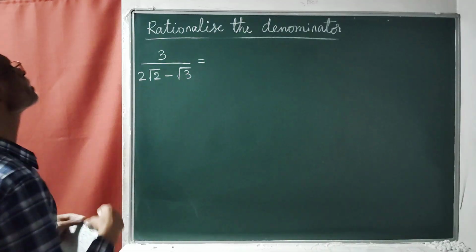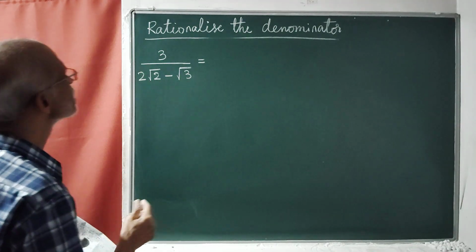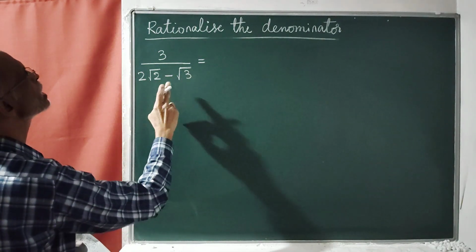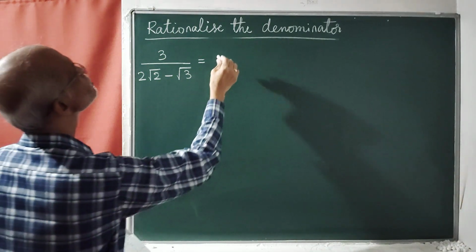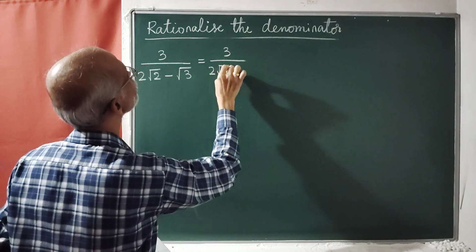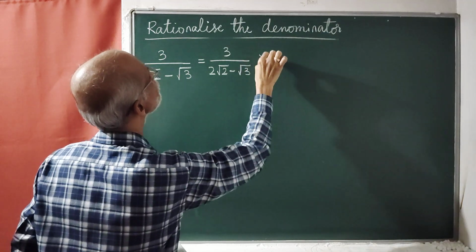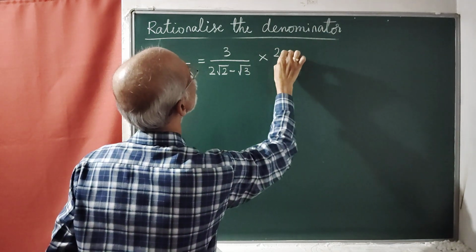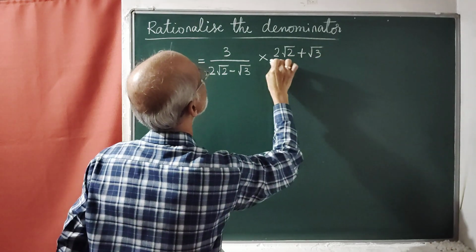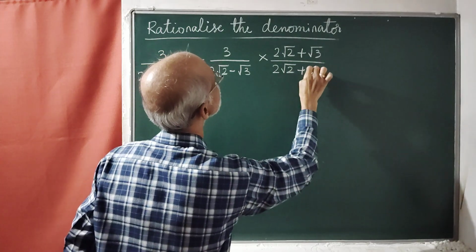Now here also I got a binomial. Now I multiply top and bottom with the same binomial but with opposite sign. So 3 by 2 root 2 minus root 3 into 2 root 2 plus root 3 divided by 2 root 2 plus root 3.